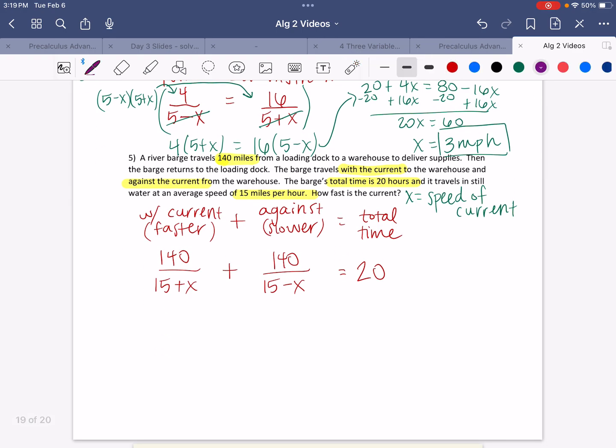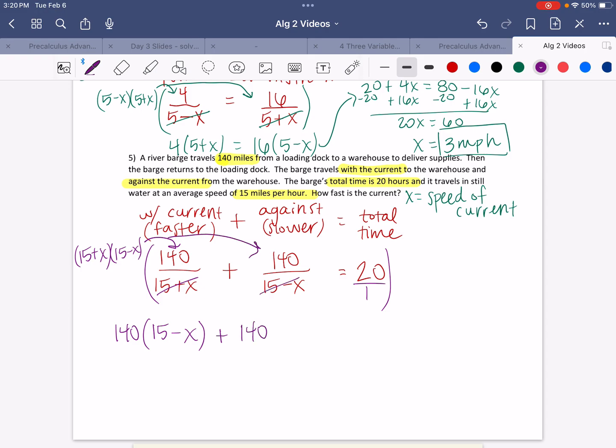So let's go ahead and take our equation and multiply by the LCD. I'm going to make this 20 over 1, just so that I don't forget it still needs to get multiplied as well. And our LCD would be 15 plus x, 15 minus x, and let's see what cancels. First fraction, the 140 will multiply by 15 minus x because the 15 plus x cancels. The next 140, its 15 minus x would cancel, so it will be left multiplying by 15 plus x.